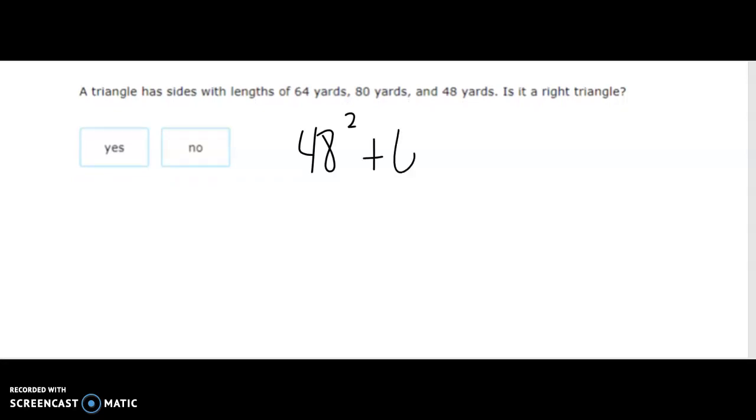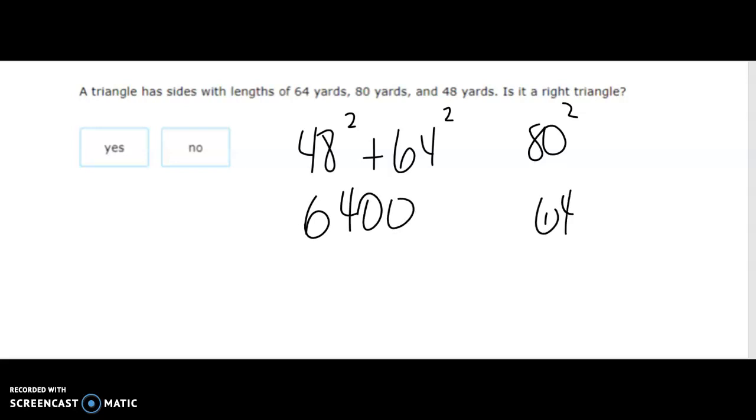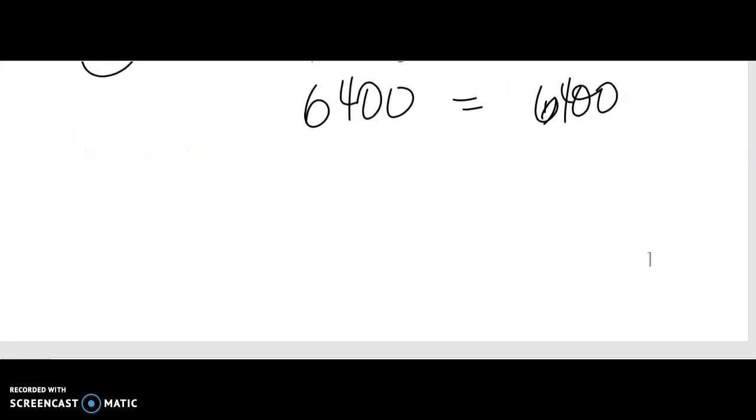48 squared plus 64 squared and 80 squared. 48 squared plus 64 squared is 6400. 8 times 8 is 64 with 2 zeros. So they are equal, so it is a right triangle. That's it.